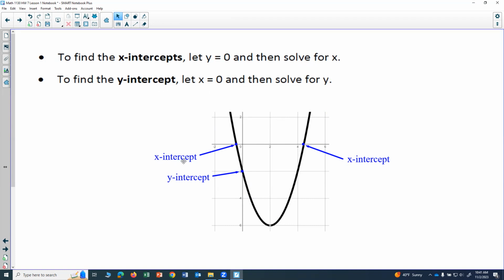A quick reminder, an x-intercept is where the graph crosses the x-axis. And so with a parabola, you could either have 0, 1, or 2 x-intercepts. In this example that I've put up, there are 2 x-intercepts because the parabola crosses the x-axis at 2 points. There will always be at most 1 y-intercept. Otherwise, you wouldn't have a function. And we know that quadratics are functions, and so you'll have 1 y-intercept.